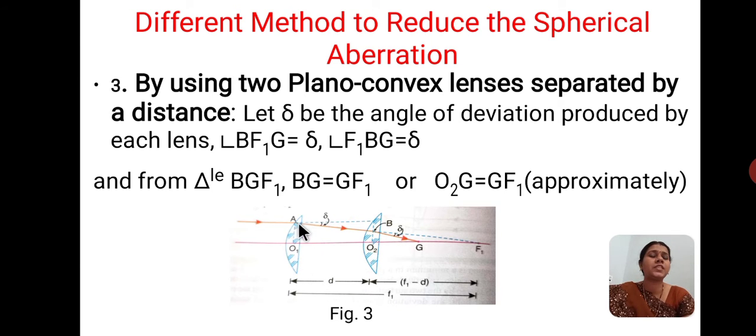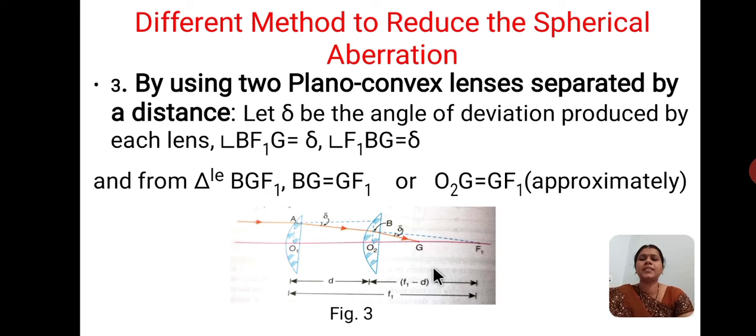O1 is the center point of this lens. O2 is the center point of the other lens. Two plano-convex lenses are there. Okay. Both are separated by the distance d. From this lens to F1, it is separated by the distance F1. There is a small F1. From this point to this point, it is separated by the distance F1 minus d, because from this to this it is F1, and from this to this it is d here. Take the separation, and you will get this distance, F1 minus d.